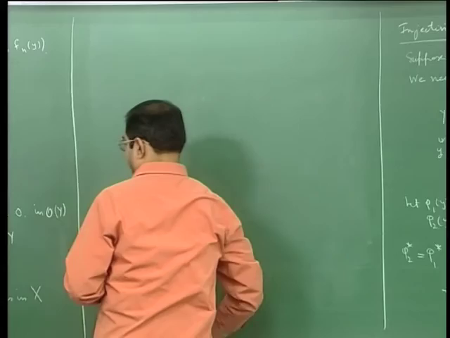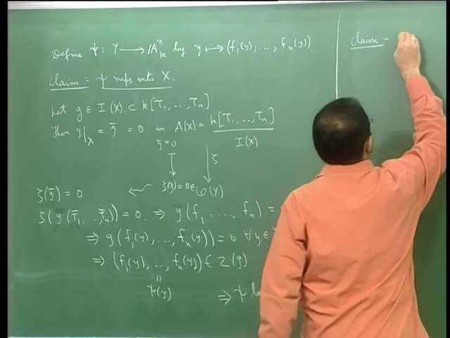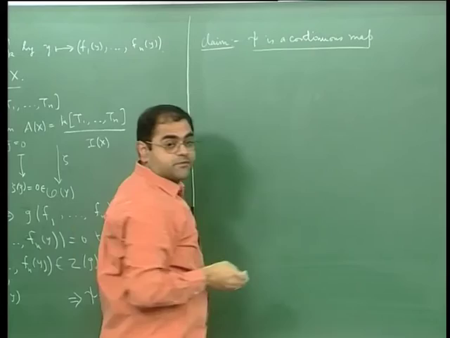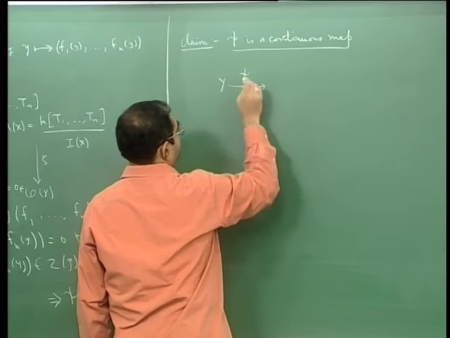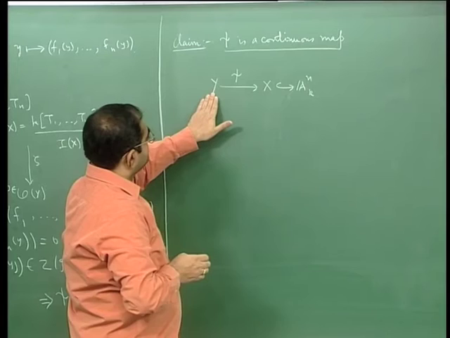Okay, so here is the next claim. The next claim is psi is a continuous map. The next claim is psi is a continuous map. Okay, so the situation is like this: I have Y, I have psi. This goes into X, which is sitting inside A^n. Okay, and I want to show that this is continuous.